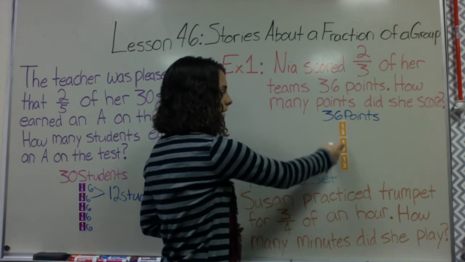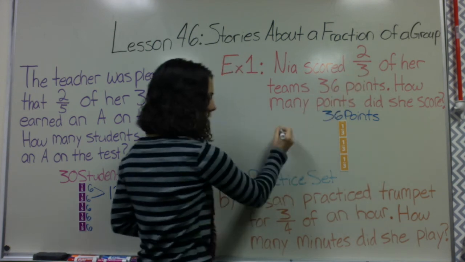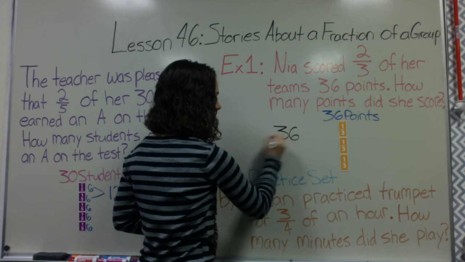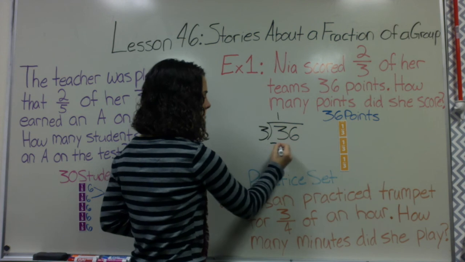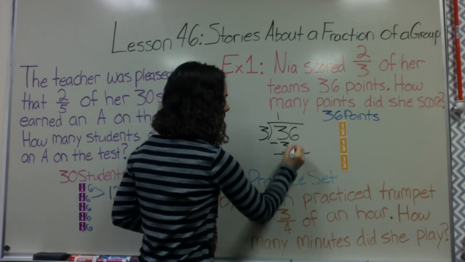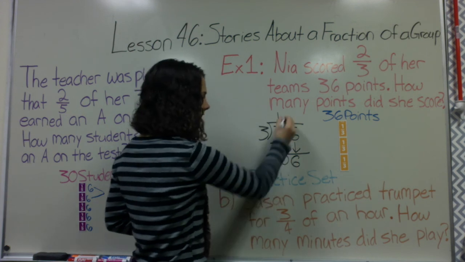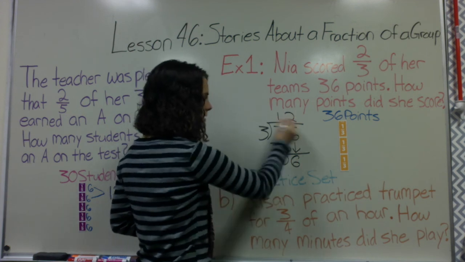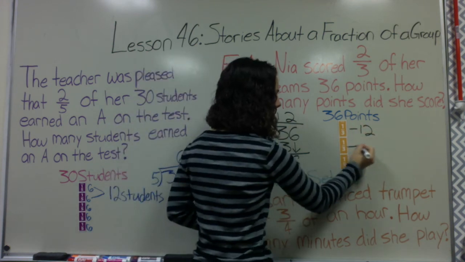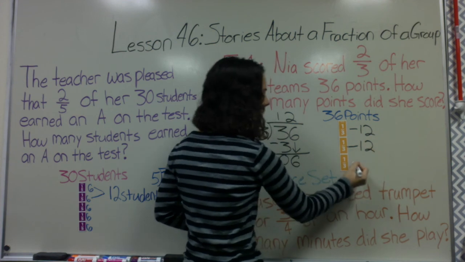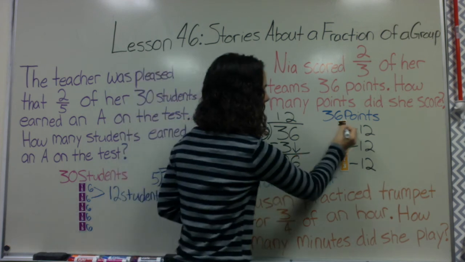So first of all, I have equal groups of thirds. So 36, I'm going to divide by my denominator, which is 3. 36 divided by 3. 3 goes into 3 one whole time, minus 3. Bring down my 6, because that's 0 there. 3 goes into 6 2 whole times, that subtracts 6, so my whole number is 12. That means each third is 12. 12 there, 12 there, and 12 there. That's how many points are in each third.